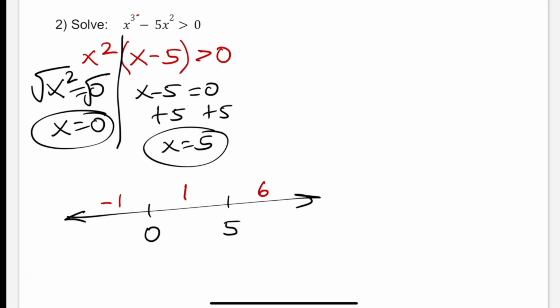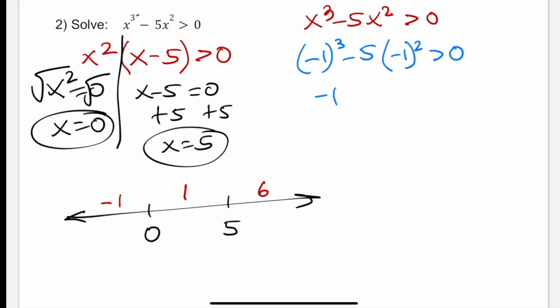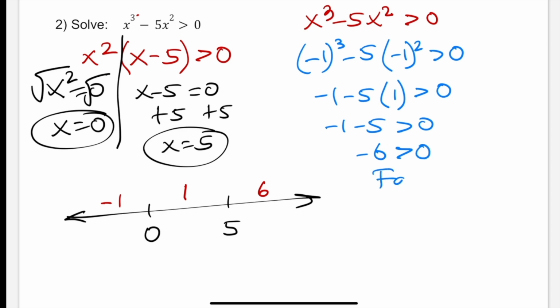That goes in my inequality. I'm going to check negative 1. Negative 1 cubed minus 5 times negative 1 squared. Negative 1 cubed is negative 1. Negative 1 squared gives me 1. Negative 1, negative 5 times 1 is negative 5. Is negative 6 greater than 0? False. That's not satisfying my inequality, so this is false.